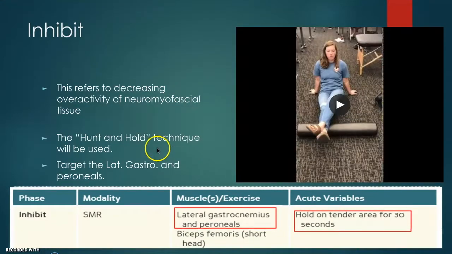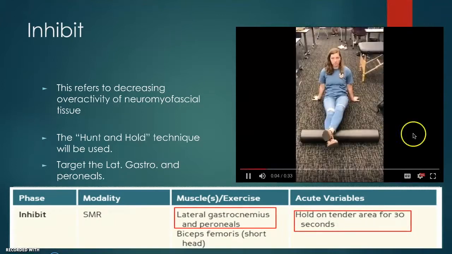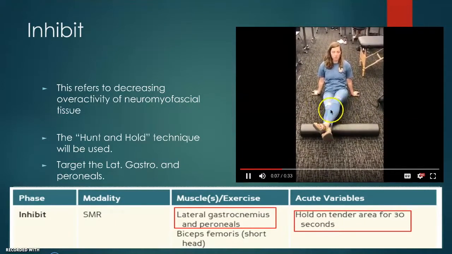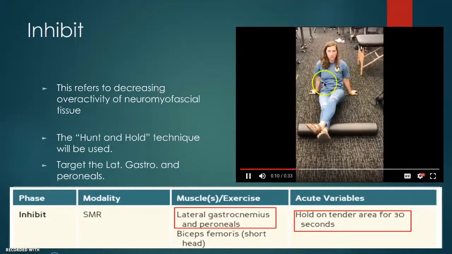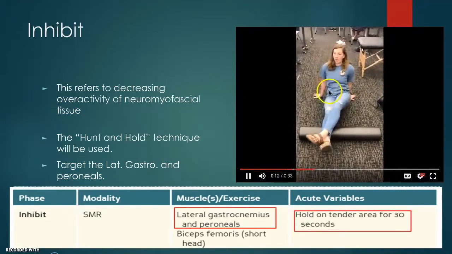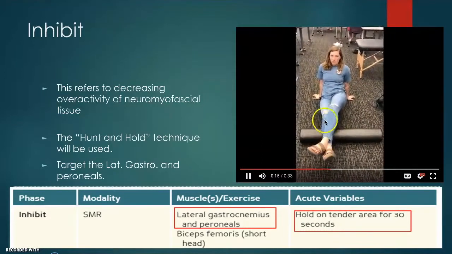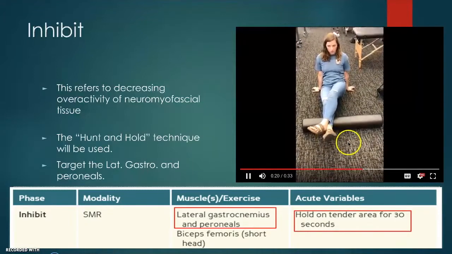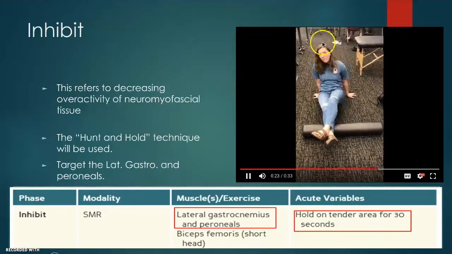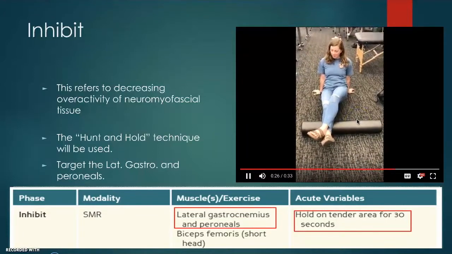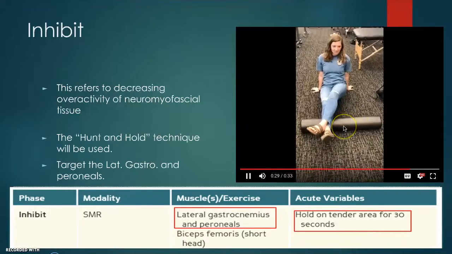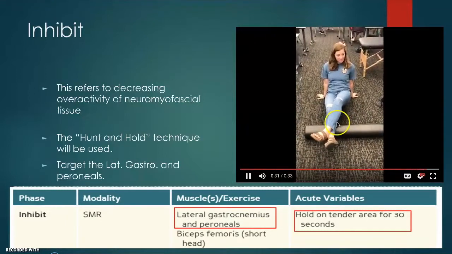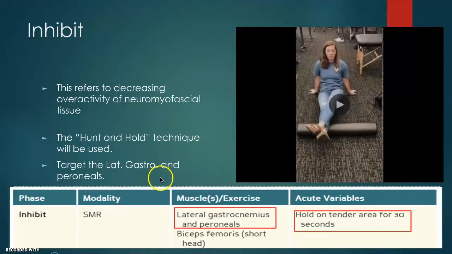For our inhibit, decreasing overactive neuromyofascial tissue, we will use the hunt and hold technique that we learned in class, and the subject is targeting her gastroc. She has her legs crossed right there, she has her hands supported on herself right there, and she will be going down the foam roller, up the length of her gastroc, hunting for a tender area, and when she finds one, which is shown right there by her face, she will hold that area for 30 seconds and try to inhibit that overactive tissue, which in this case is the gastroc.